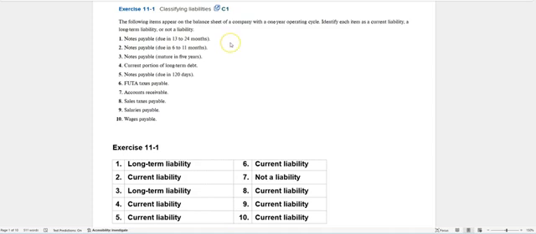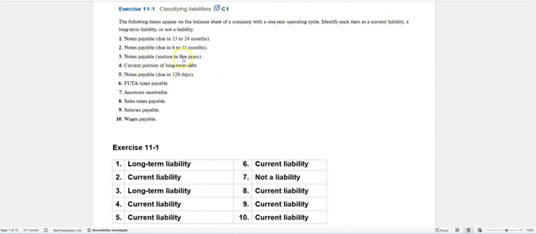Right? Current versus long term. Any amount that has to be paid within the next 12 months is considered current. Any amount that does not have to be paid within the next 12 months is considered long term. So if we have a note payable that is due anywhere between 13 to 24 months, it's going to be a long-term liability. It is not current. But a note payable that is due sometime between the next 6 to 11 months, that is going to be a current liability.